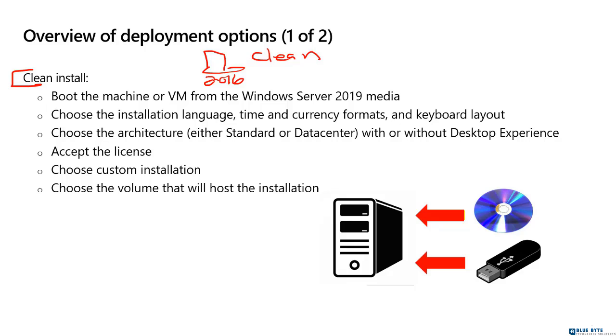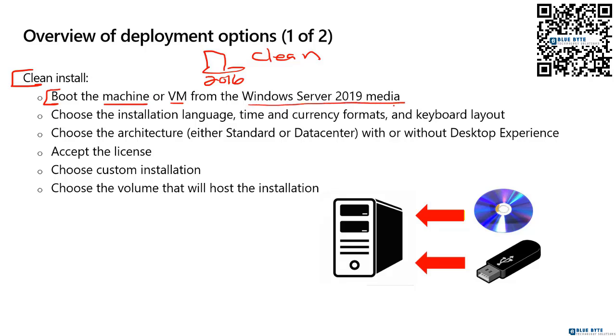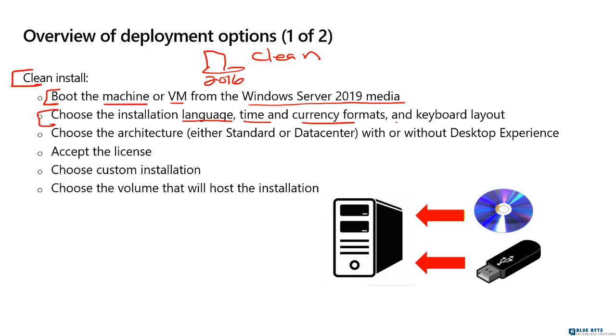Now the process for doing that: I simply boot my machine. It could be a virtual machine or physical. So when we say machine, we mean physical or a virtual machine, booting from the Windows Server 2019 media. Once you do that, it's going to bring you up to the Windows setup. In the setup, it's going to ask you for your language. It's going to ask you to set the time, the currency format, and your keyboard layout.